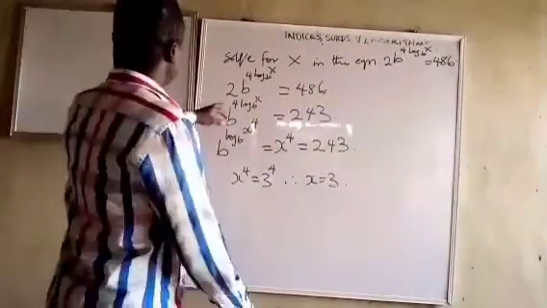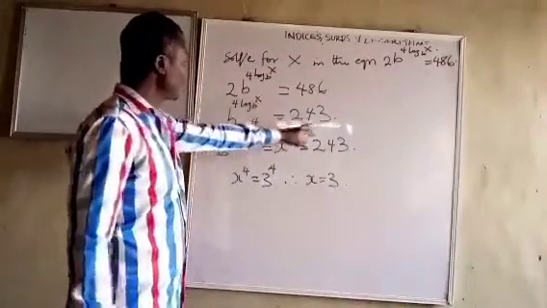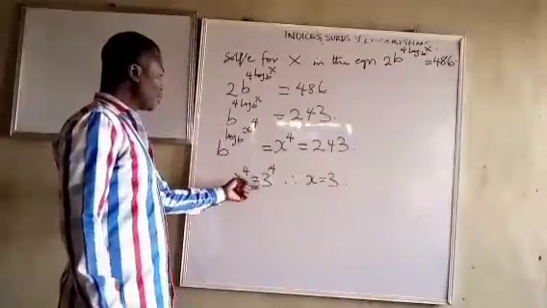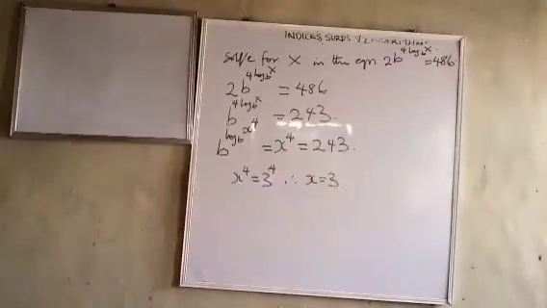So b raised to the power 4 log_b x is equal to 243. So b raised to the power log_b x, raised to the power 4, is equal to x raised to the power 4. And that gives us 243. x raised to the power 4 equals 3 raised to the power 4. Therefore, x equals 3.